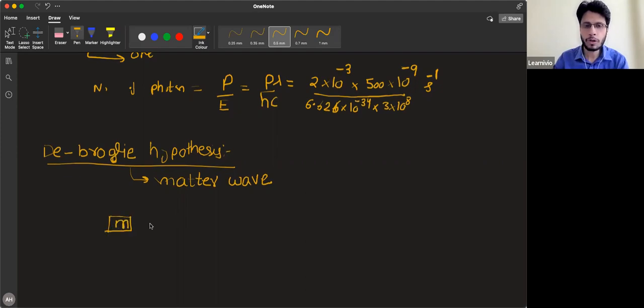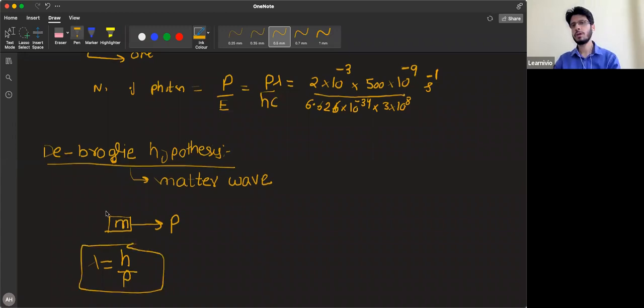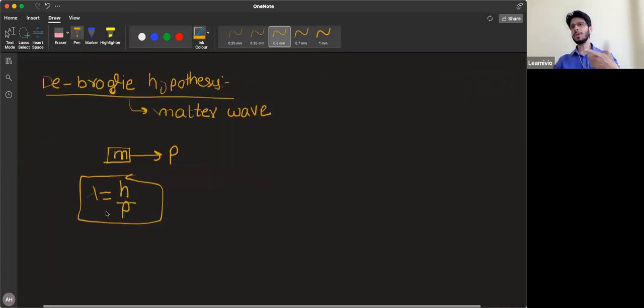So if you have a body of mass m moving with momentum p, then the wavelength associated with this particle is given by h by p. This is the de Broglie hypothesis. Now, this is the basic formula. Now you can convert this h by p into many forms. Lambda is h by p, p is momentum.